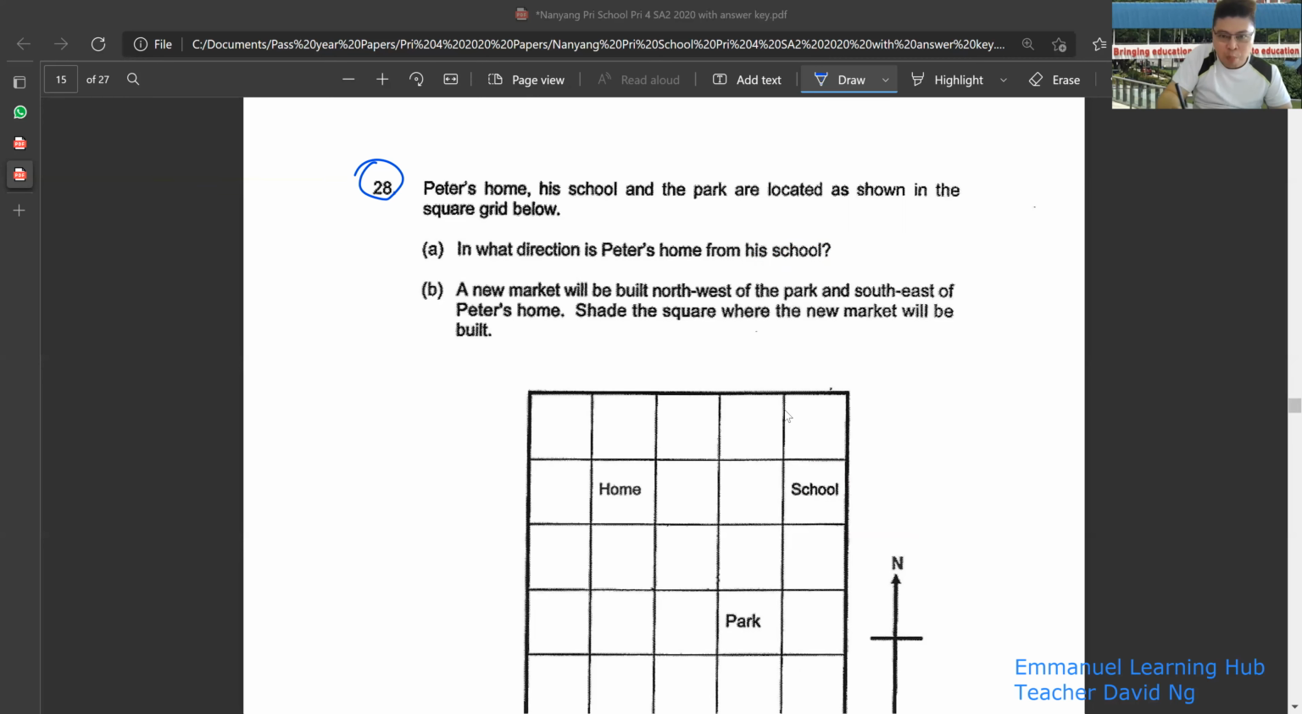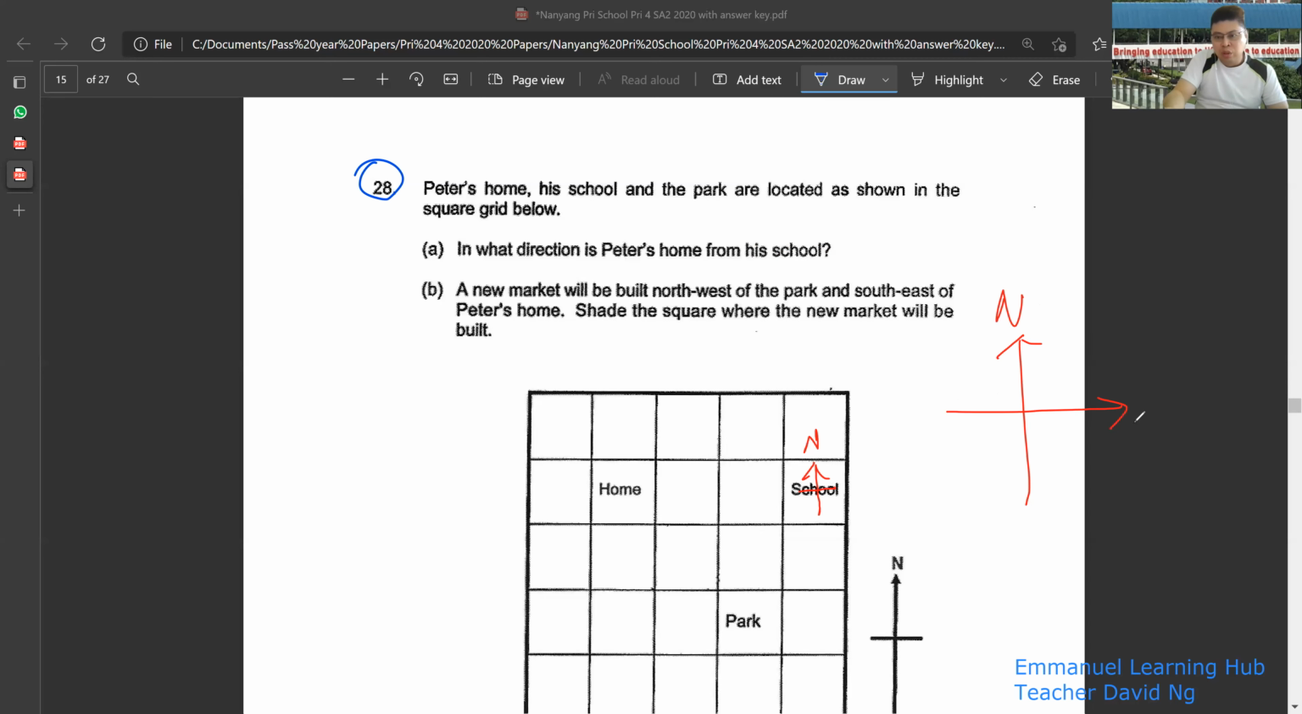Okay, where is his home from his school? Because it's from his school, right? From his school, you put the compass here. Well, north is here, right? This normal compass is like that, right? So north is like that from his school. So which direction is his home from his school? Northwest. Northeast. North. You know direction, right? North, south, east, west.